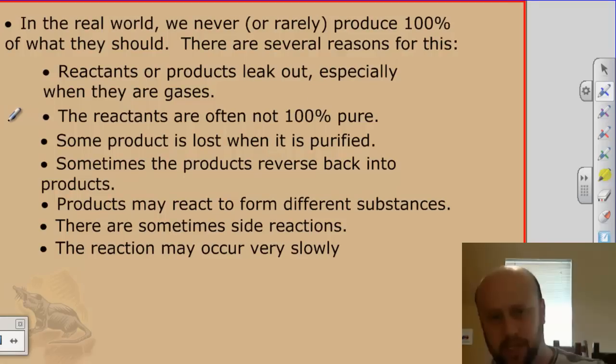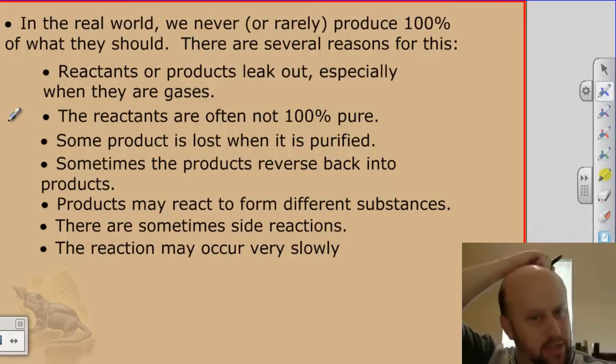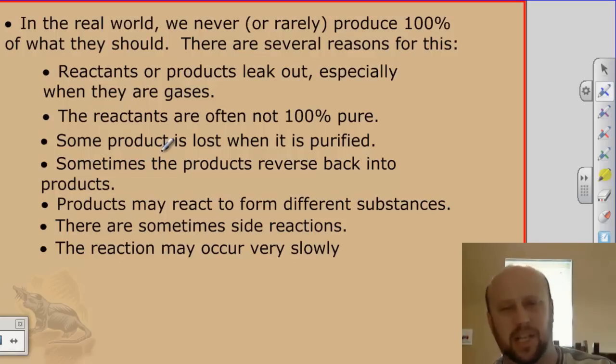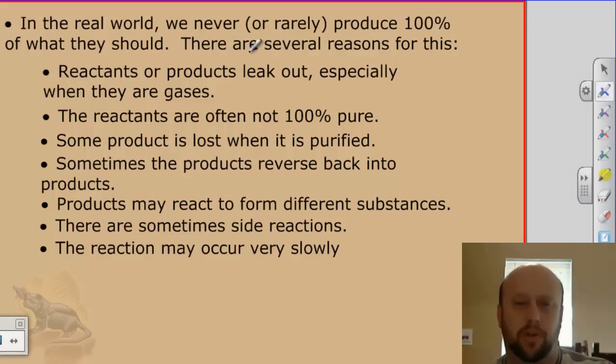And please don't copy this page either. But there are a lot of reasons why we wouldn't get 100%. And just sort of know what a couple of these are. If you feel like you want to copy a couple of them down, that's okay. But there are lots of reasons why. If we were doing the Haber process even, some of the stuff would leak out. Some of the reactants might leak out. Some of the products might leak out, particularly if they're gases. Now, this doesn't happen as much anymore because we have really tight industrial controls, but it's always a possibility. And certainly if we're working on stuff in the lab, you might get a little bit of that.